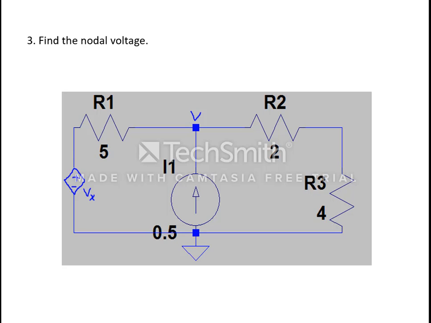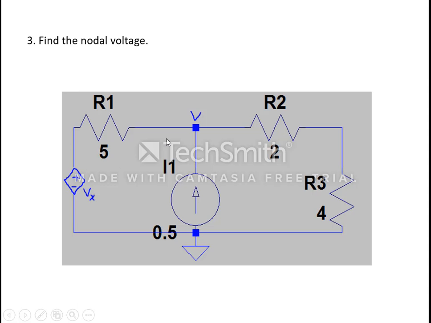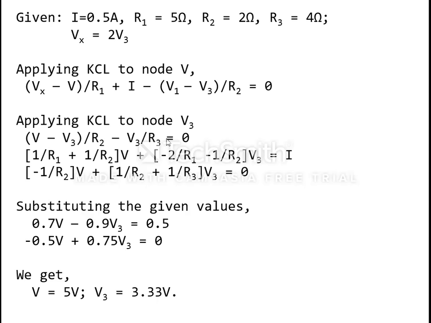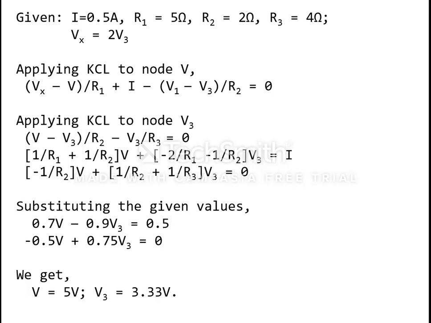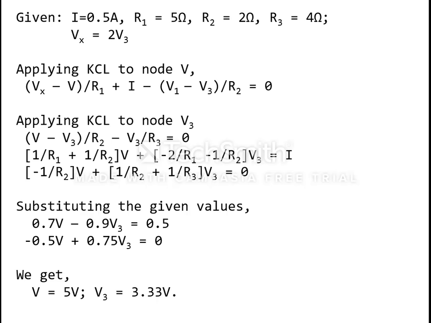Applying KCL to node V, that is this node, (Vx minus V) by R1 plus I, this current, minus (V minus V3) by R2 is equal to 0. That is node V. Applying KCL to node V3, you get (V minus V3) by R2 minus V3 by R3 is equal to 0.